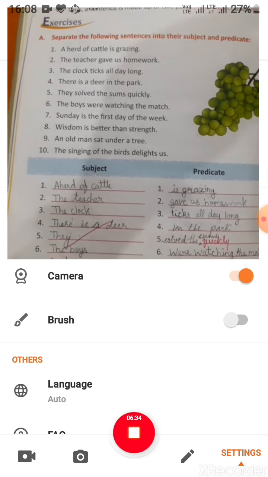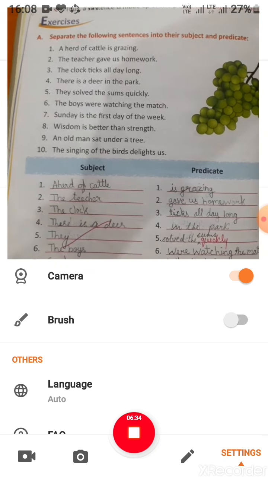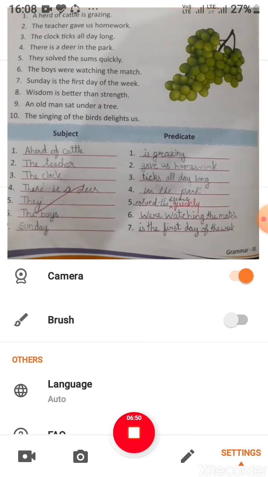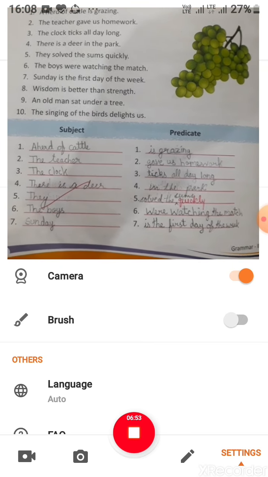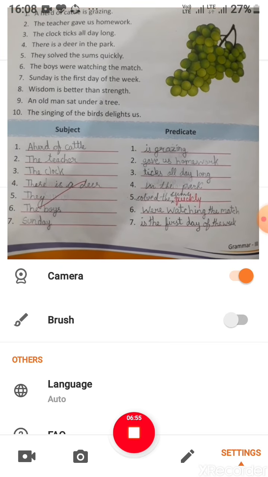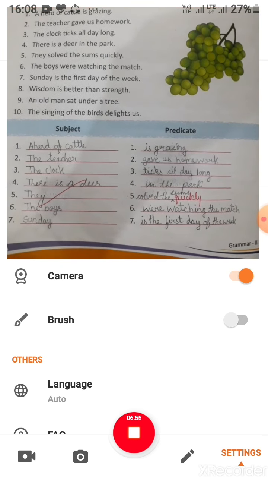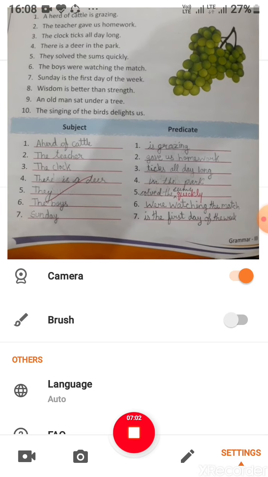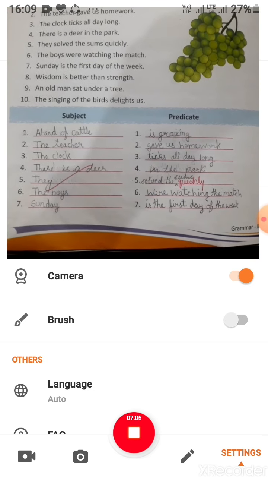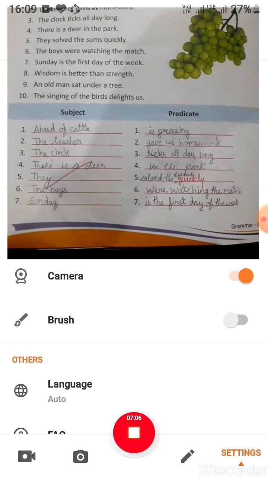They solved the sum quickly. Who solved? They. So they will be the subject and solved the sum quickly will be the predicate. The boys were watching the match. Who were watching? The boys. So the subject will be the boys and were watching the match will be the predicate. Sunday is the first day of the week. Sunday will be the subject and is the first day of the week will be the predicate. Wisdom is better than strength. Wisdom will be the subject and is better than strength will be the predicate.